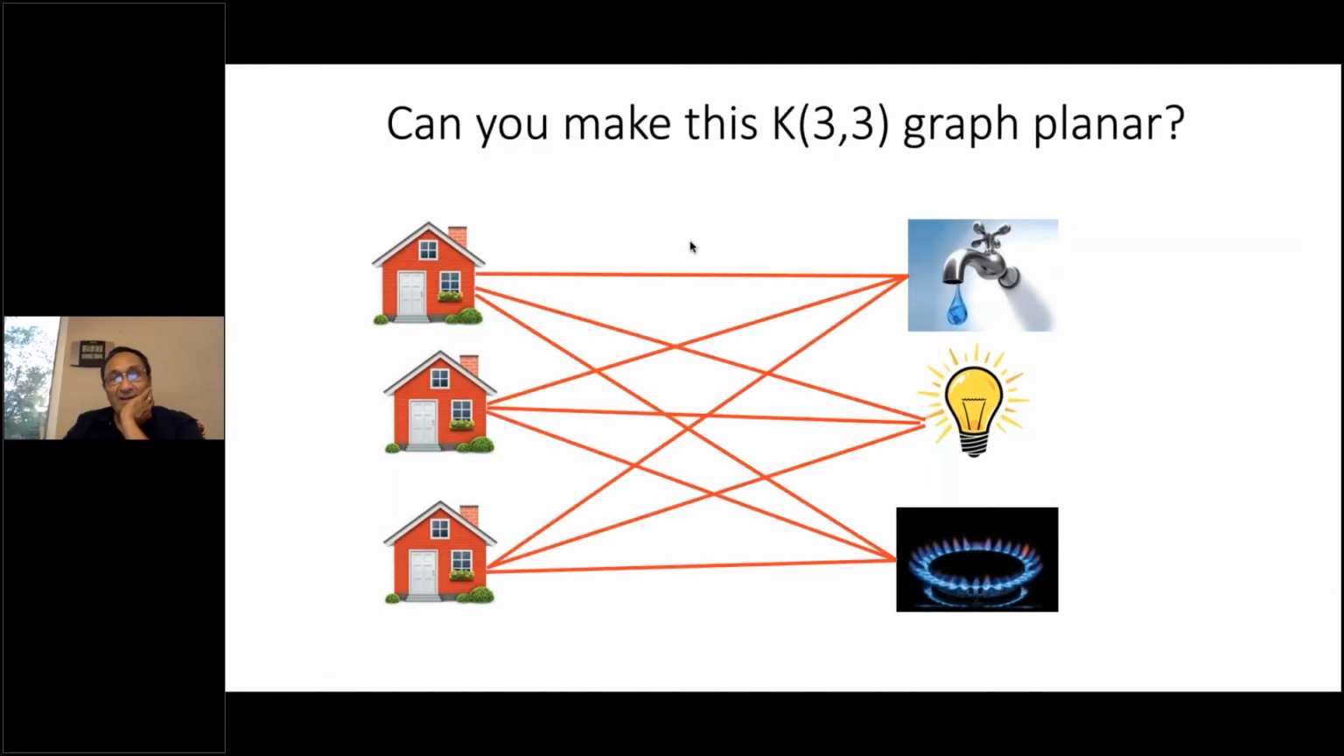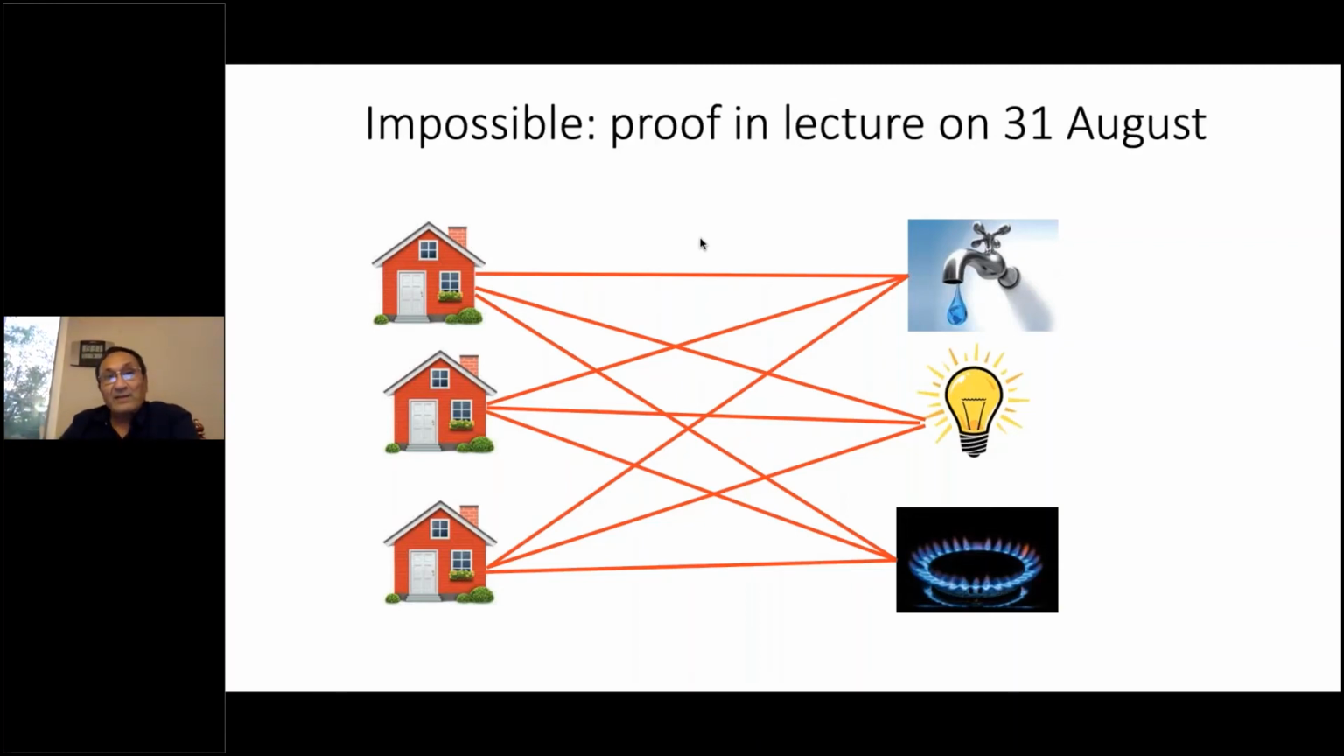And the reason it cannot be done is because this is called K3,3, a completely connected graph. The problem is asking you, can you take this graph and move the red lines around in such a way that they don't intersect while keeping them in the plane? And you can show that you can't do that.